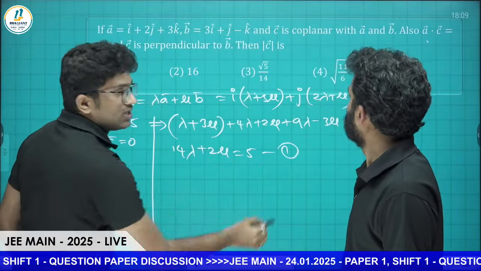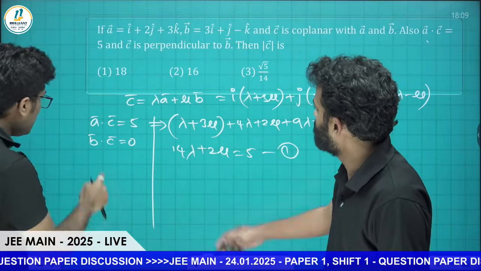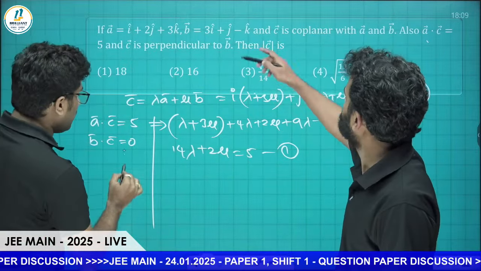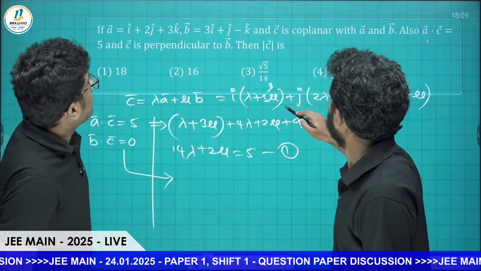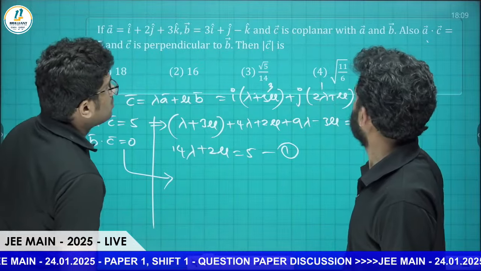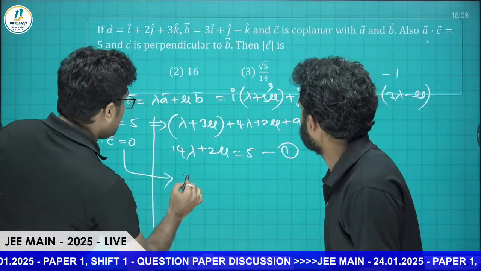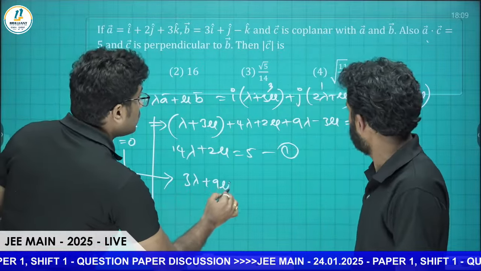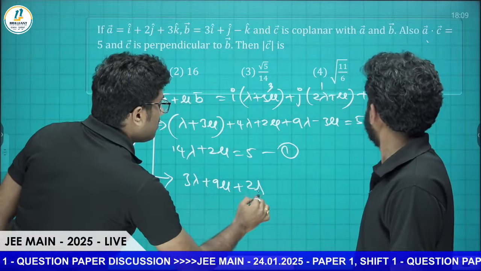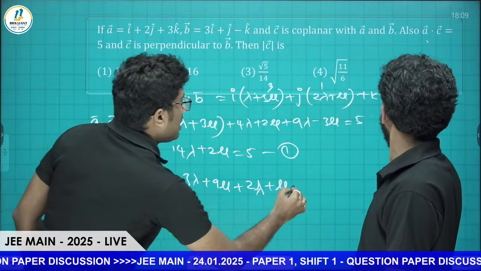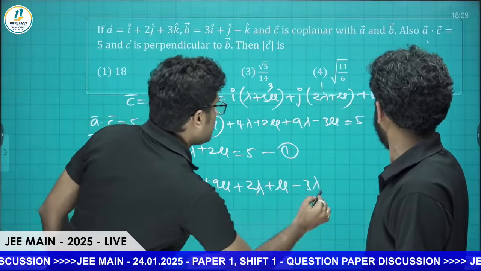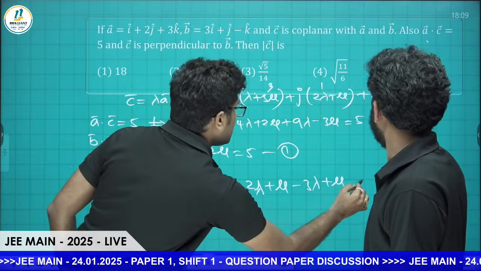We'll take one equation in terms of lambda comma mu. B dot C is equal to 0. If we use this particular one, that is 3, 1 and minus 1 over here, it becomes 3 lambda plus 9 mu plus 2 lambda plus mu minus 3 lambda plus mu is equal to 0.